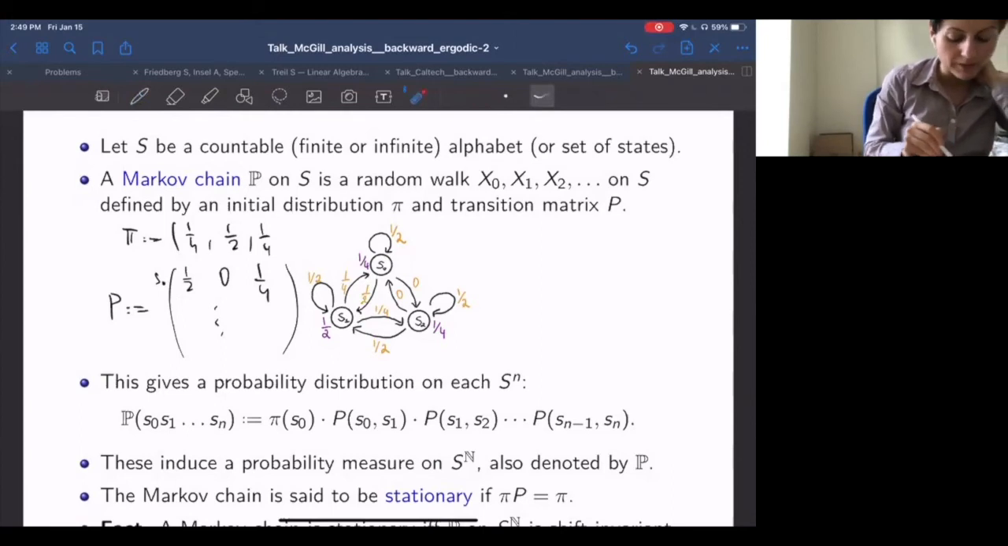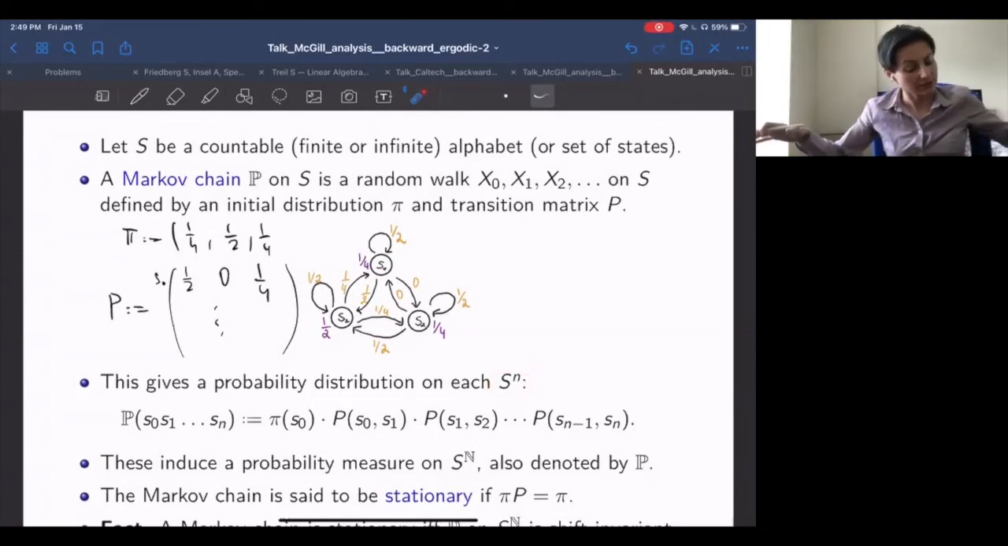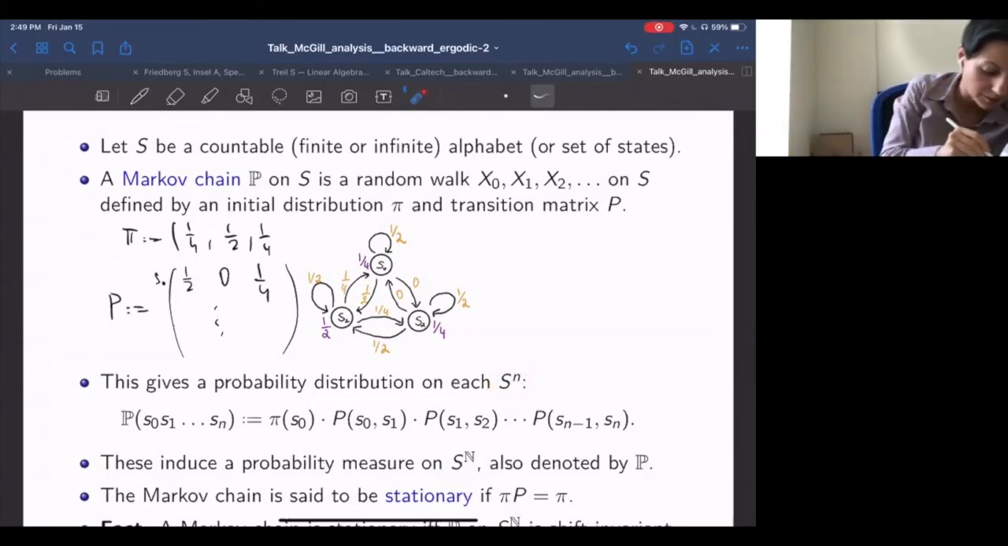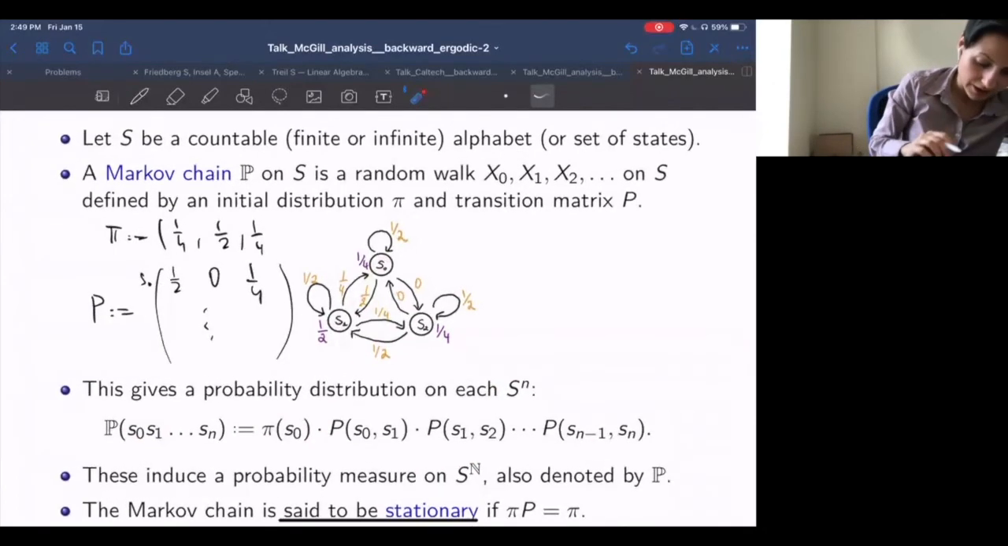So this gives a probability distribution on each collection of words of fixed length, because, like you say, you start from something and then you move around, you get some word of length n, and you get a distribution on the set of words of length n. And this distribution is given precisely by this formula: this is the initial distribution, and then you multiply the transition probabilities. Okay, so this gives weights on the set of words.